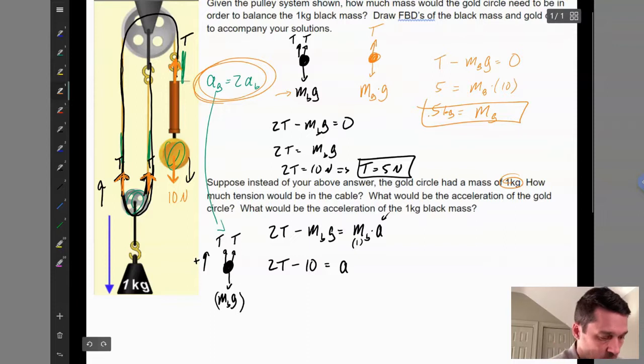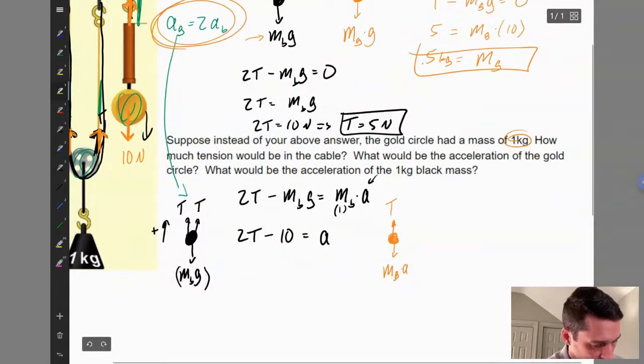We need an expression for the gold thing. Well, this one is accelerating downward. The mass of the gold thing times its acceleration with one tension resisting it. That's going to accelerate downward, so I'm going to call downward positive for this one. So we got mg times A minus tension equals mg times g, that's its weight, minus tension equals mg times A.